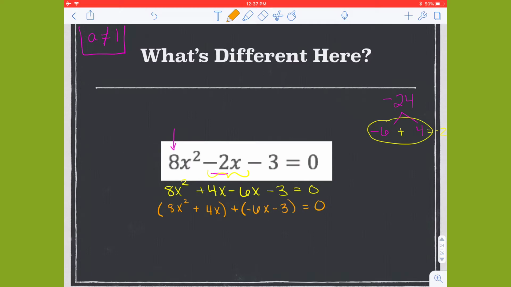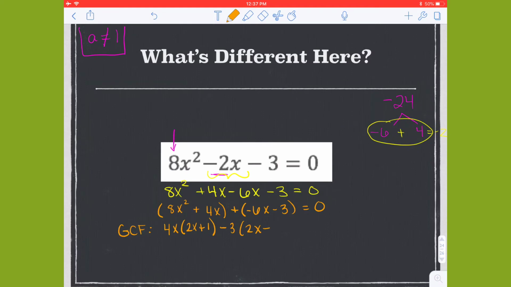And then I'm going to look for GCFs. And with factor by grouping, I always have 2 rounds of GCFs. So we're on our first round right now. And I notice that 4x is a GCF, which leaves me with 2x plus 1. And then I'm going to take out negative 3, and that leaves me with 2x plus 1 as my GCF over here. And then my second round of GCF is the 2x plus 1.